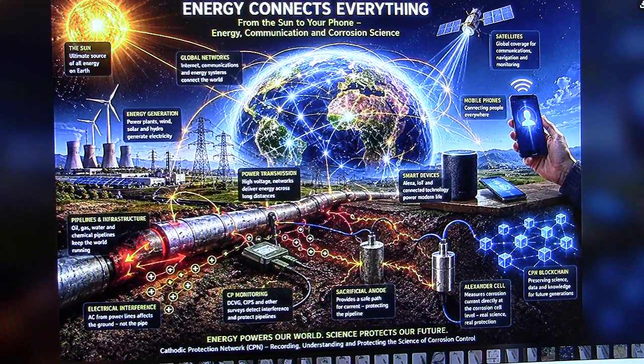Measure the pipe to soil potential, measure the current direction, measure the corrosion rate, measure the metal loss, then compare the results. That is science. This is also where the cathodic protection network blockchain comes in. This is exactly the sort of question that the cathodic protection network blockchain is intended to encourage.